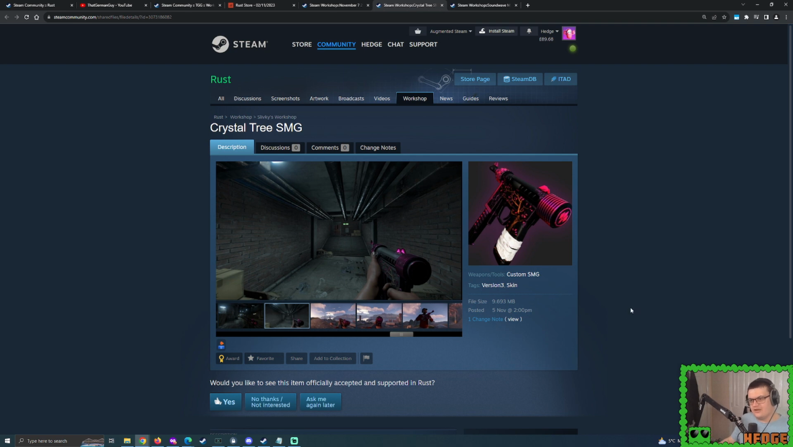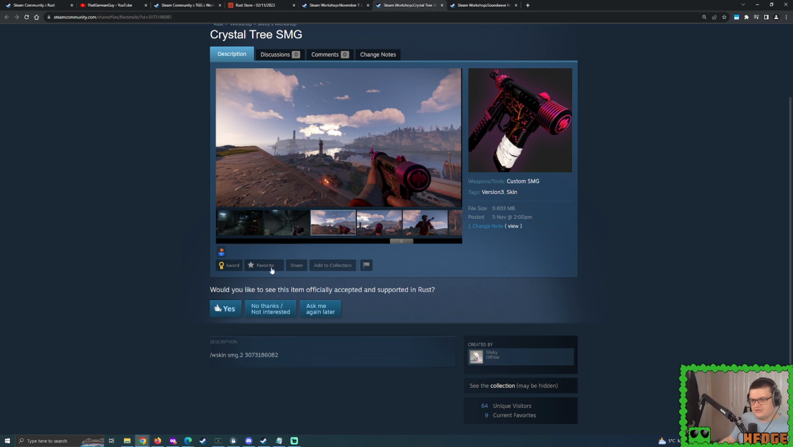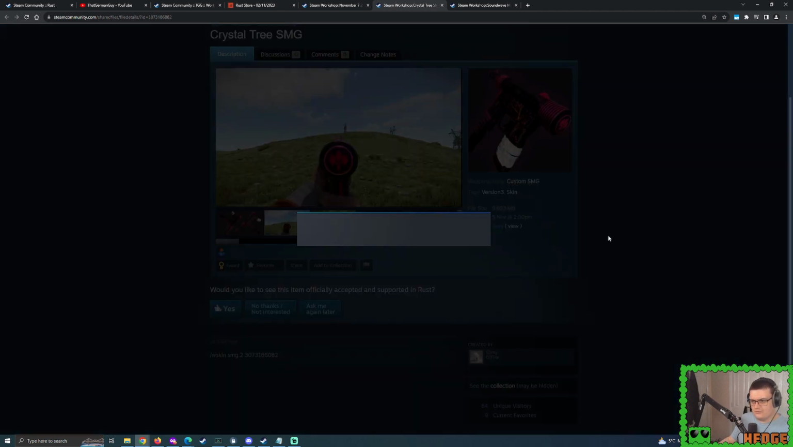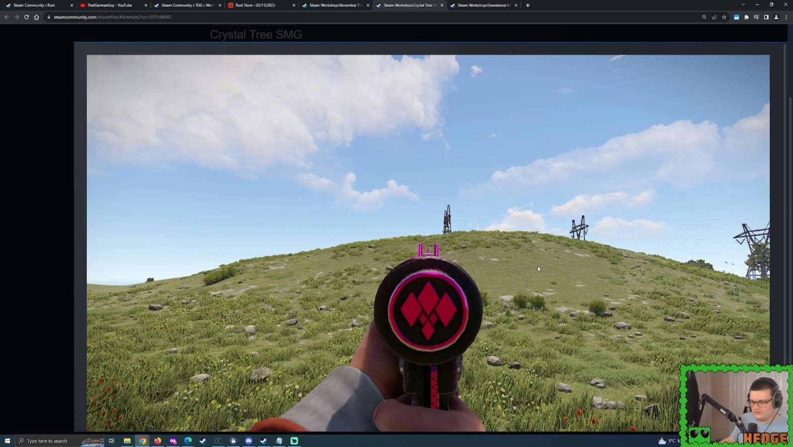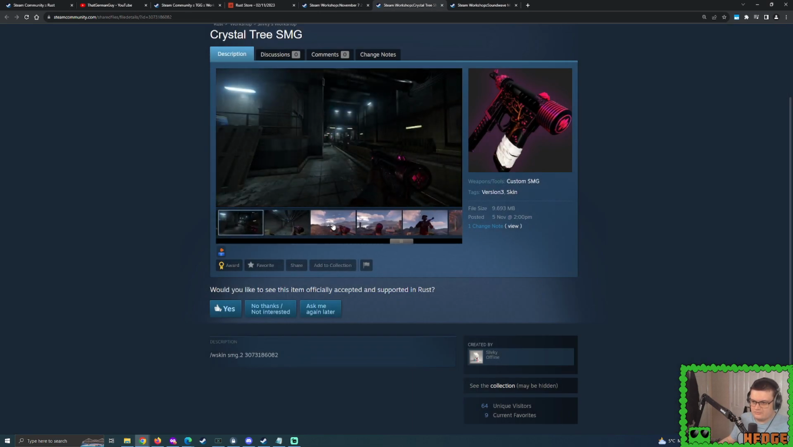Right, so here we have the Crystal Tree Custom SMG. Get a look at this. It's produced by Slivkey. Aim down the sights in a second. And wow, that's a bit bright. Well, I guess maybe it's the light on the shine. Fair enough. A nice purpley red coloration there for the aim sight. That's pretty cool.